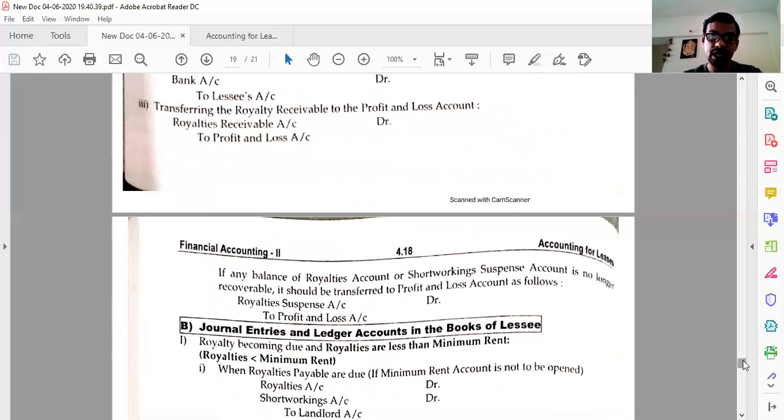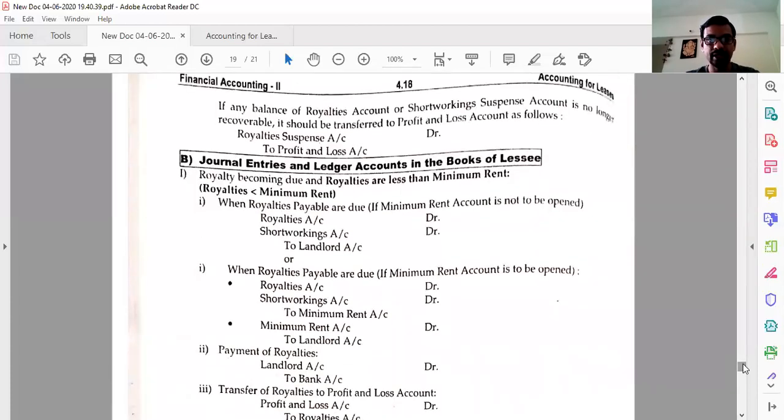And now, if any balance of royalties account or short working suspense account is no longer recoverable, it should be transferred to profit and loss account as follows: royalty suspense account debit to profit and loss. Understood? Now, next the entries recorded in the books of the lessee.